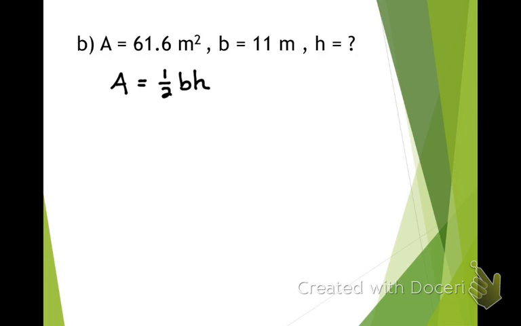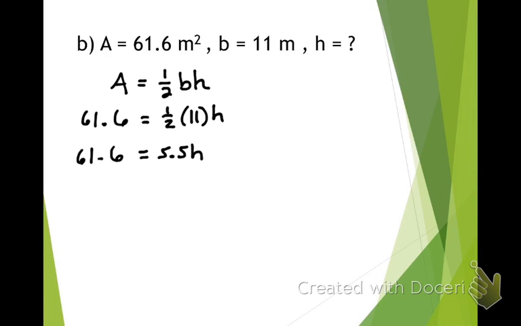Okay, as I walked around, I saw a lot of people doing an excellent job. Okay, we dropped down that equal sign, and we know the A because it says right here the area is 61.6 meters squared. So you just dropped that in there. Half times, what's my base? 11. What's my height? We don't know it yet, okay? Once again, you drop down your equal sign. 61.6 has to stay the same. What's half of 11?